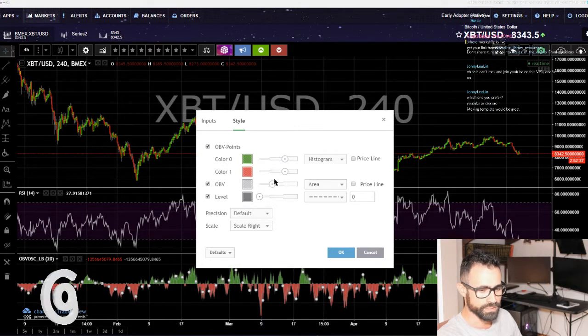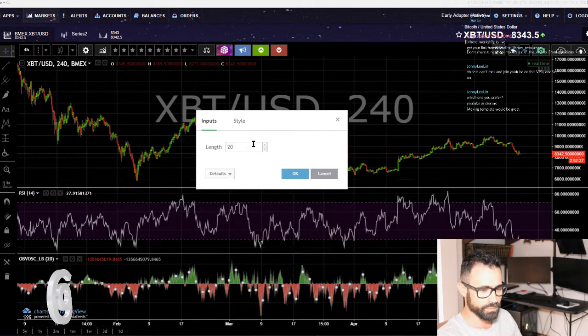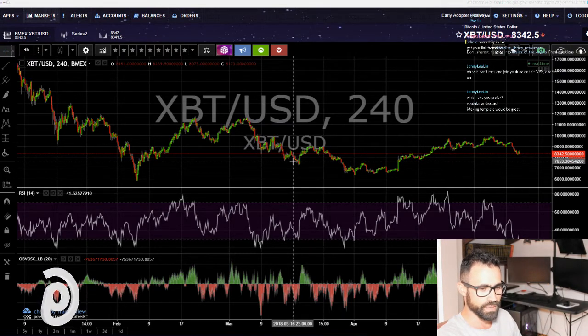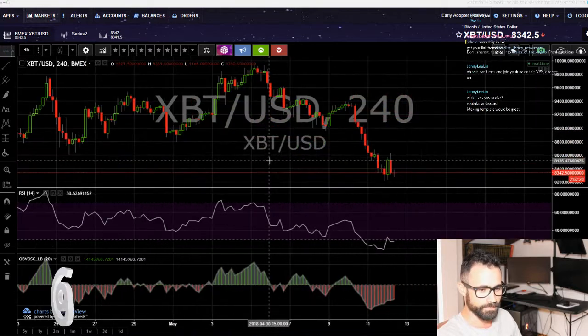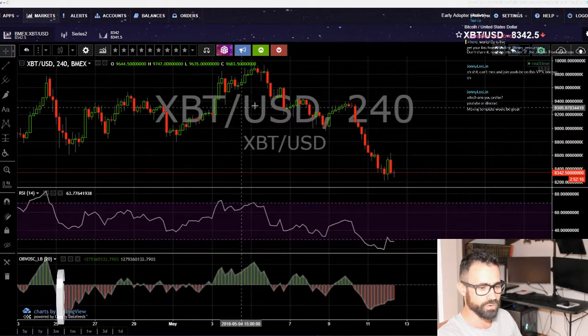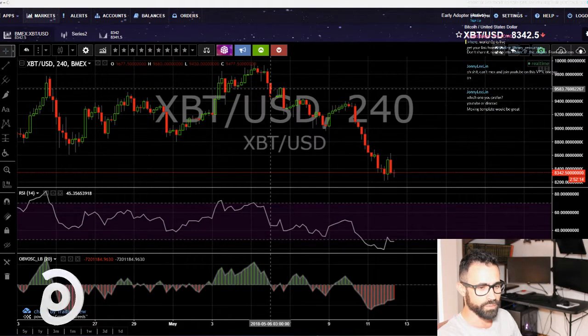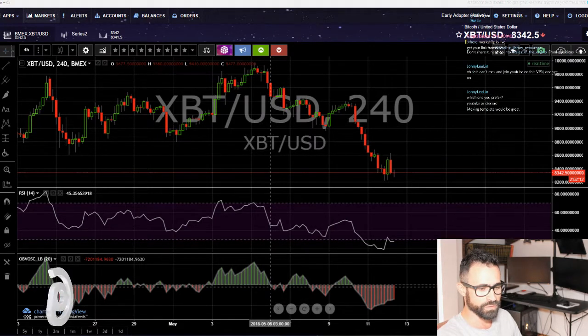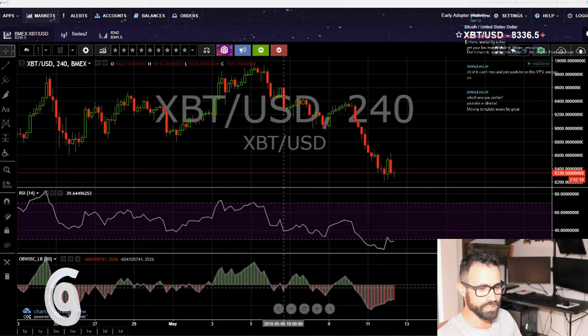The white line is going to be the on balance as far as the net for that period, and the level is just going to be 0. Now we could alter the length, but we're going to leave it standard as is. And now what we're seeing is these histogram bars that represent volume on the chart. Whenever we start seeing these downward breaks, it's going to be sell-offs.